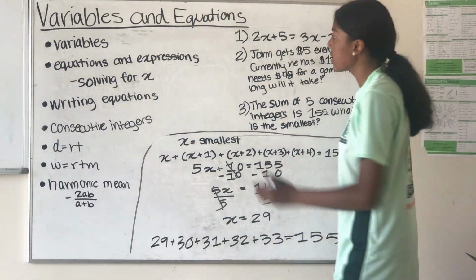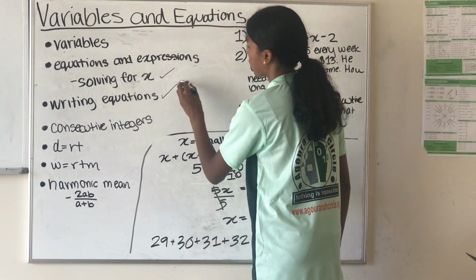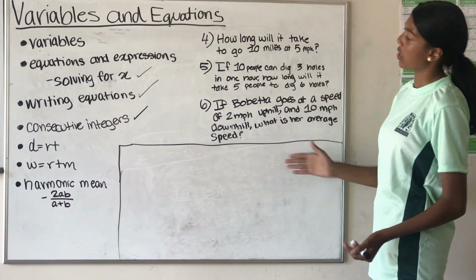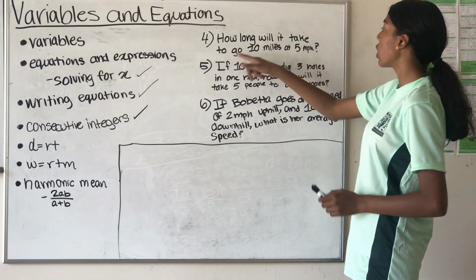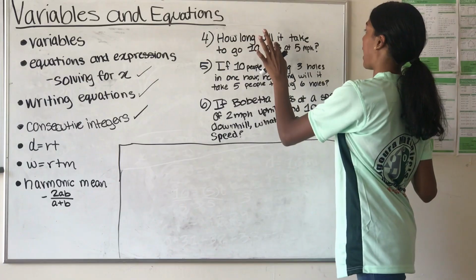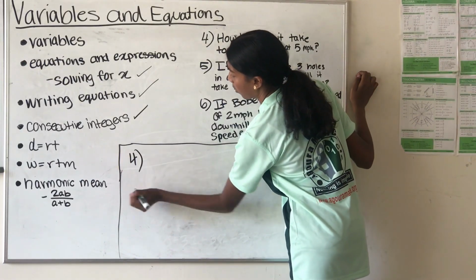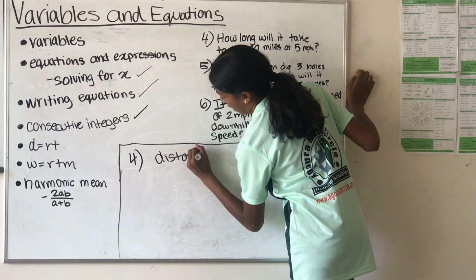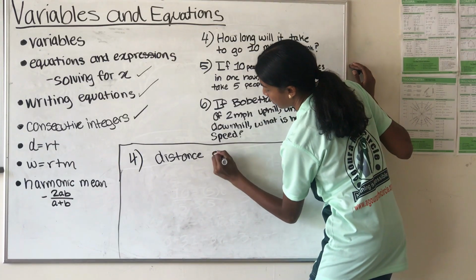So these are all the examples for solving for x, writing expressions, consecutive integers. So now we're going to do these 3 example problems. The first one is, how long will it take to go 10 miles at 5 miles per hour? So we're given the distance and the rate or speed.